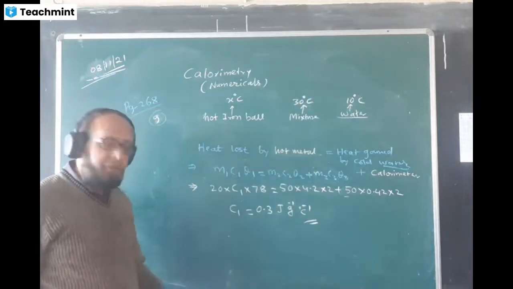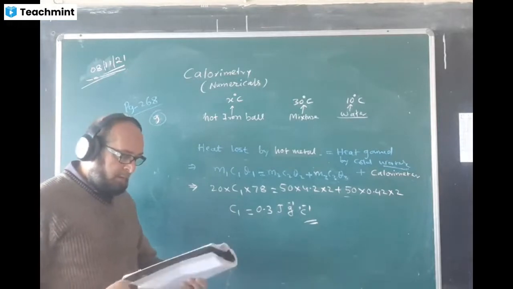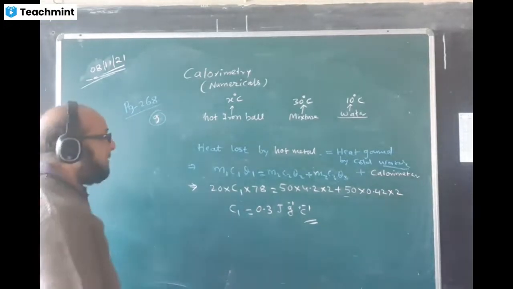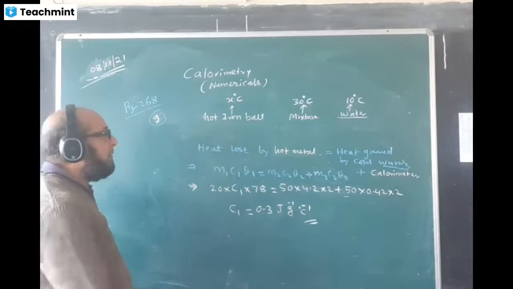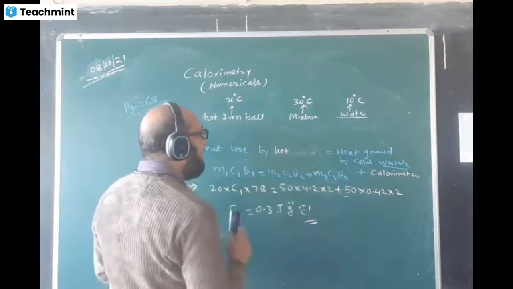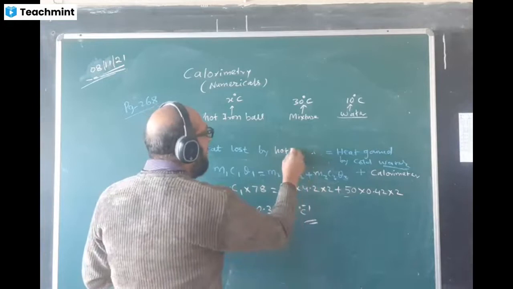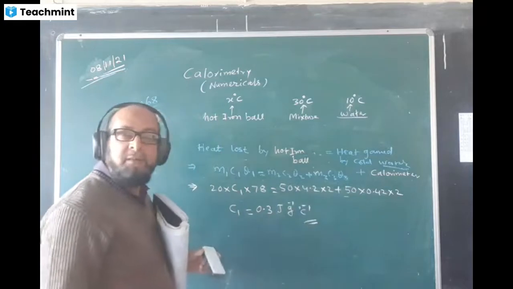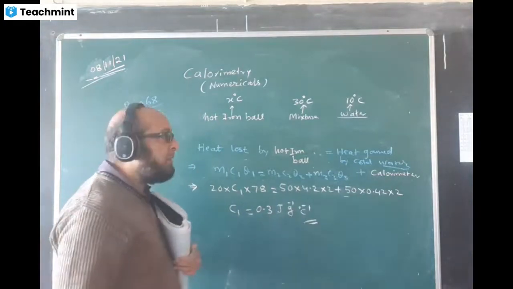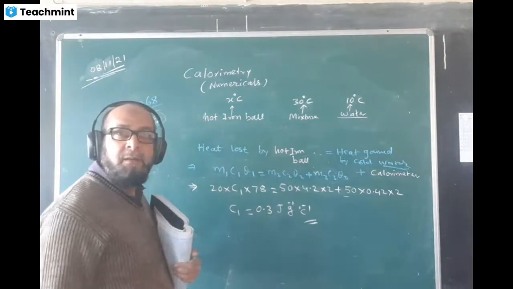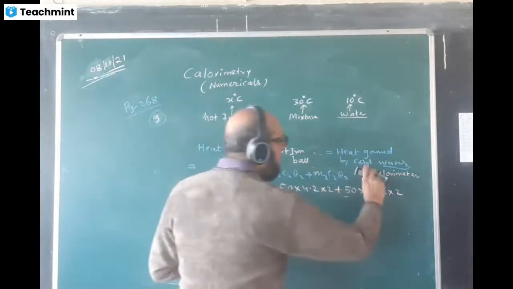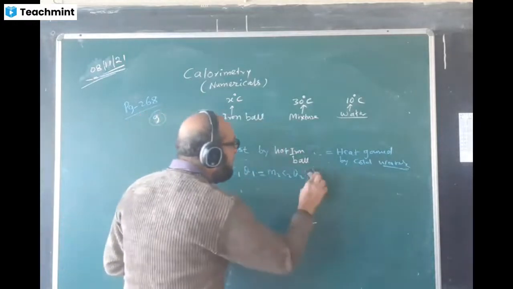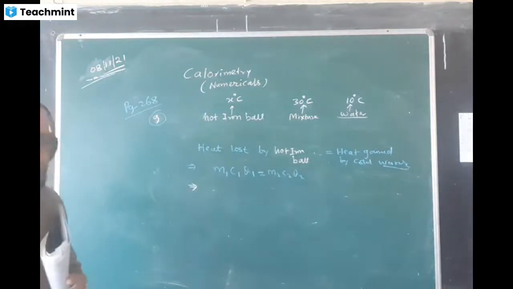Tell me, how will you make the equation? Heat lost by the iron ball is equal to heat gained by water. Very good. Heat lost by a hot iron ball equal to heat gained by cold water. Do we need to write plus something? No need, nothing else is mentioned. Now I have the equation here: M1 C1 theta 1 is equal to M2 C2 theta 2.